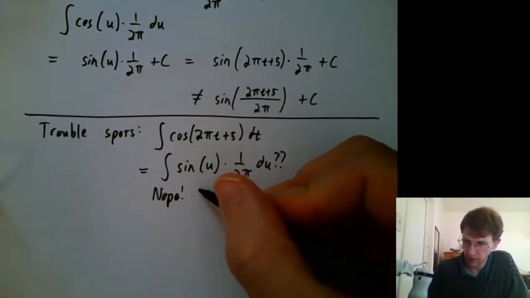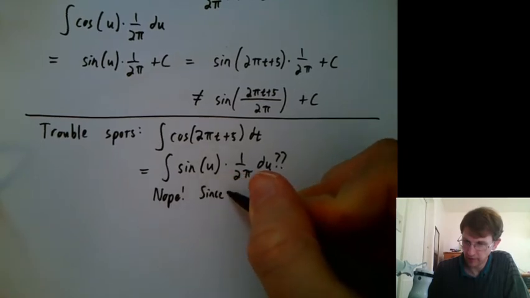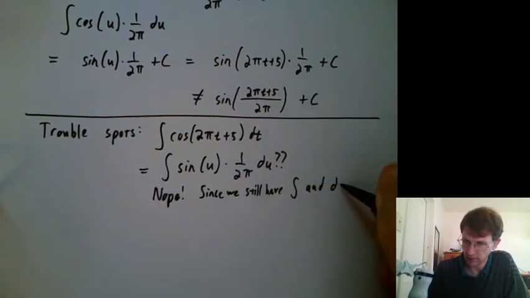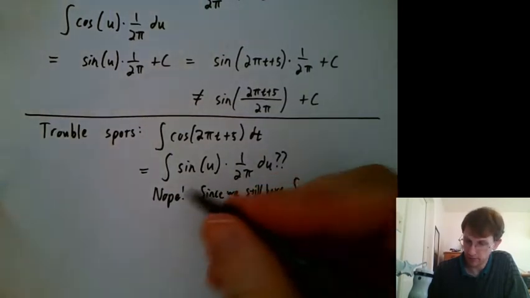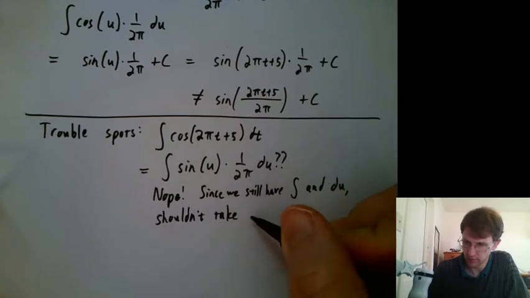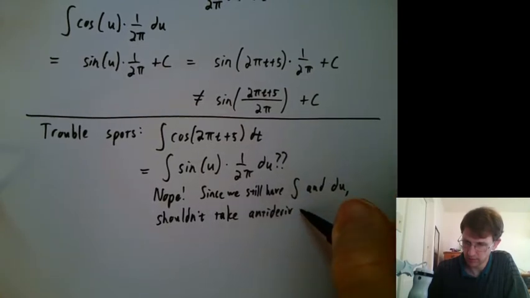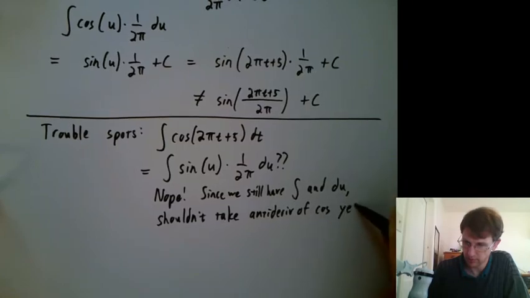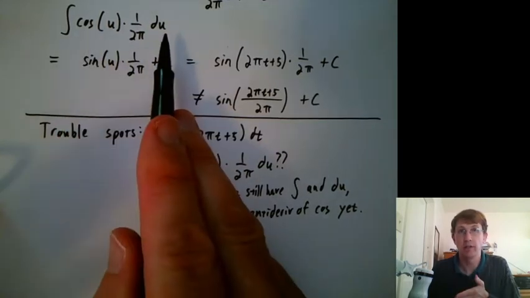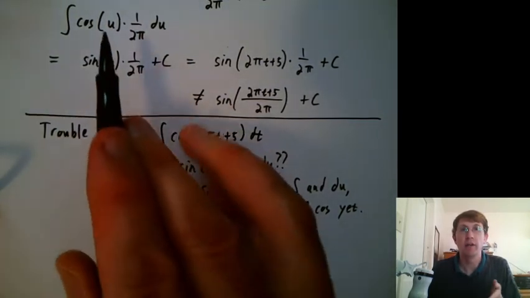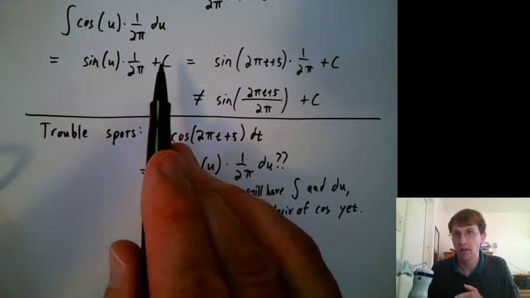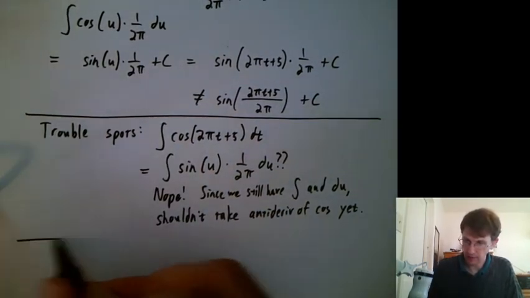So we'll say nope. Since we still have the integral and the du, I shouldn't take an antiderivative yet. So I should do it the way we did up here, still write the cosine with the integral and the du and the 1 over 2 pi, and then in a separate step take the antiderivative and then not write the integral sign anymore, not write the du anymore. So that's a trouble spot.